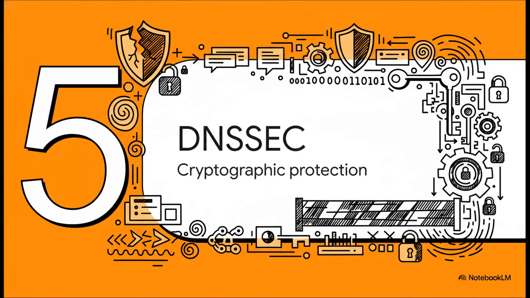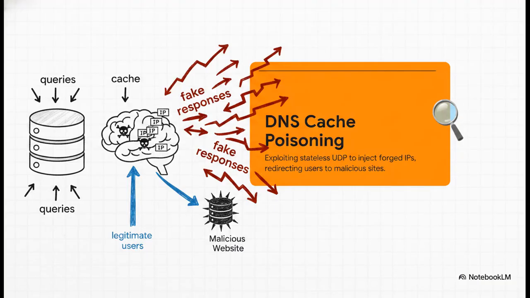Section 5. Securing DNS with DNSSEC. Protecting the path through cryptography. Because DNS relies heavily on vulnerable UDP packets and aggressive caching, it definitely has some inherent security gaps. The primary threat we have to defend against here is DNS cache poisoning.